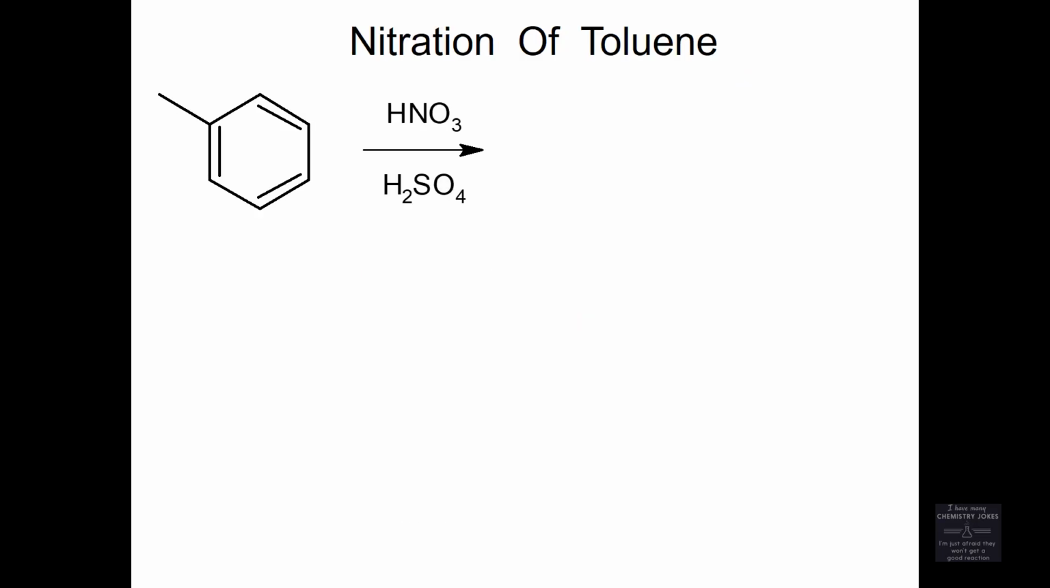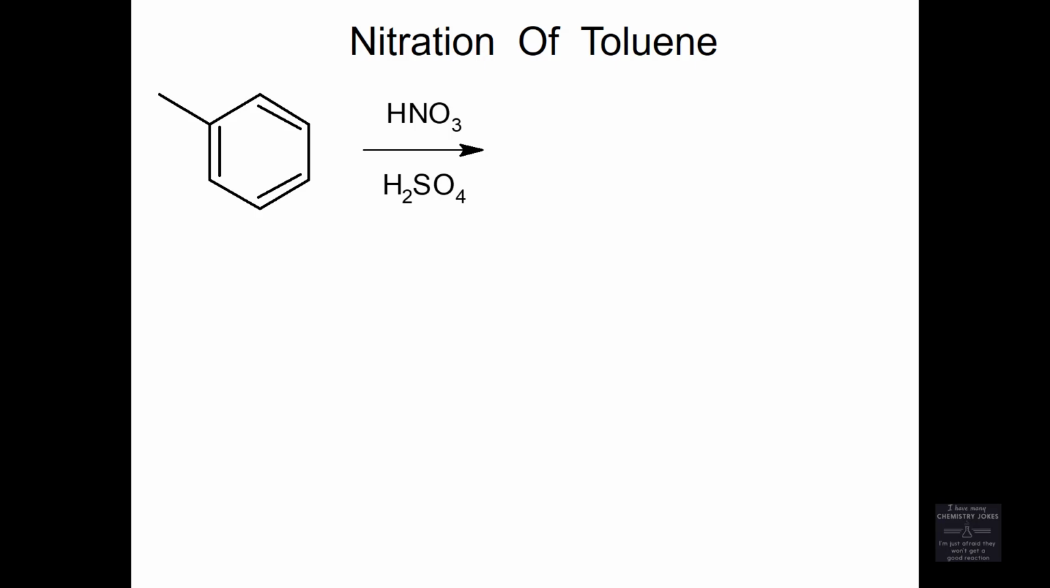Okay. On to reactions of benzene. What we said this video is really all about is, we've got a group on benzene. What happens when I try to put another group on benzene? Does that group go ortho? Does that group go meta? Does that group go para? Does it do all three? Does it do more than one? What's the deal, yo?